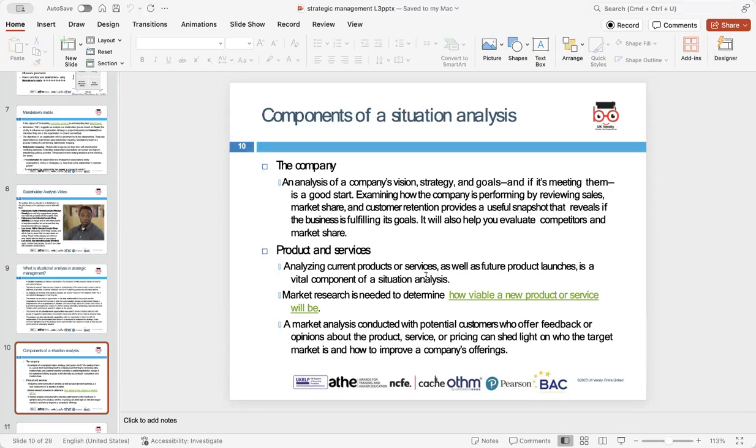Key areas of focus include the company's products and services. A detailed analysis of current offerings as well as potential future products helps businesses determine their market viability. Conducting market research with potential customers is essential for gaining insights into their preferences and identifying areas for improvement.